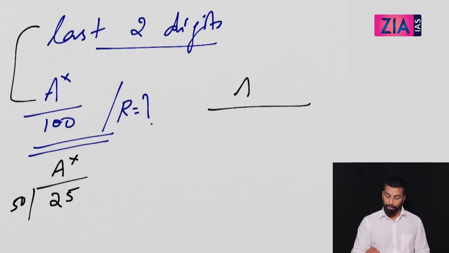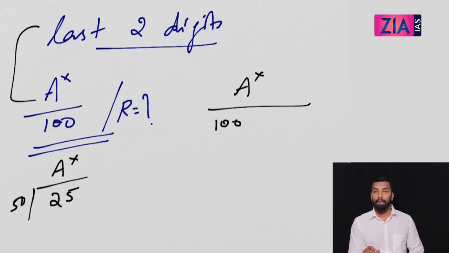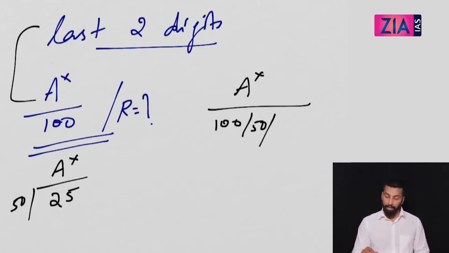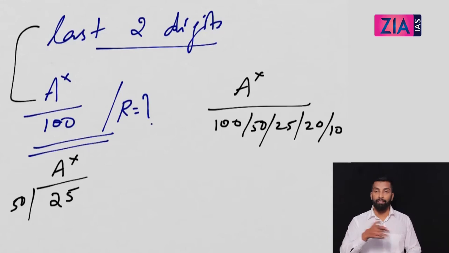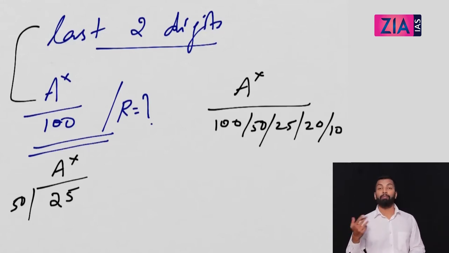Divide by 100, a raised to x divided by 100, you can get the remainder. Divide by 50, you can get the remainder. Divide by 25, you can get the remainder. Divide by 20, you can get the remainder. Divide by 10, you can get the remainder. That anyway you know the method. Even divided by 5, you can get the remainder. 2, you can get the remainder, etc. 4, you can get the remainder.